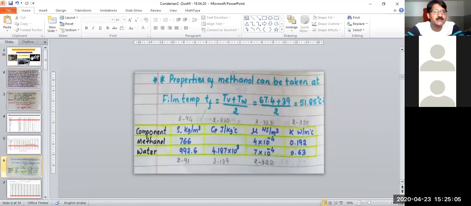Next, write down. So what is the next step? First step is you're writing the temperature and whatever the boiling point. So therefore, we need to collect the methanol property at its boiling point or at a film temperature. Both are the same. So in the previous class, do we have a previous class notes?